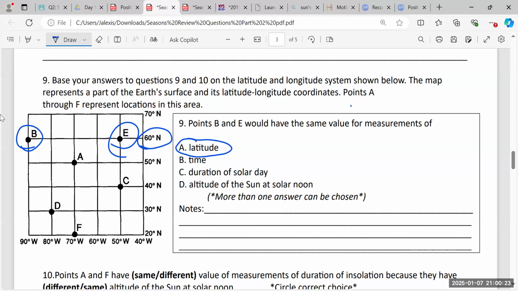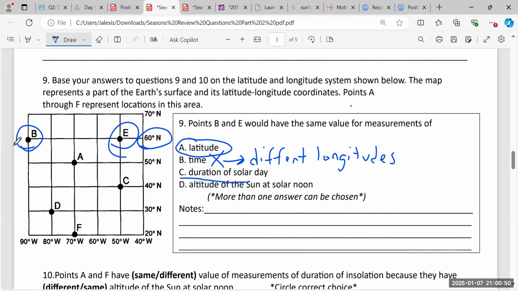Do they have the same time? No, they don't, because they have different longitudes. B and E have different longitudes, so they're not going to be in the same time zones, especially when they're 40 degrees of longitude apart from each other. All right. Duration of solar day.